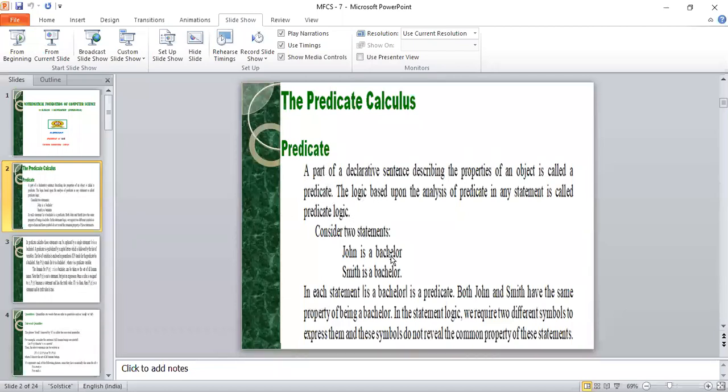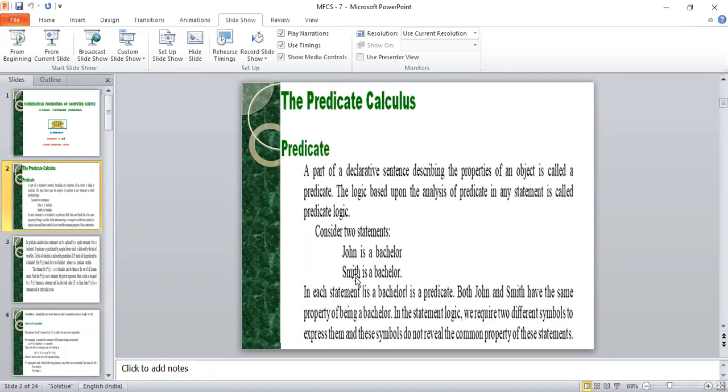Okay. Here, consider two statements. John is a bachelor. Smith is a bachelor. In each statement, "is a bachelor" is a predicate. So, "is a bachelor" is the property of these two statements.